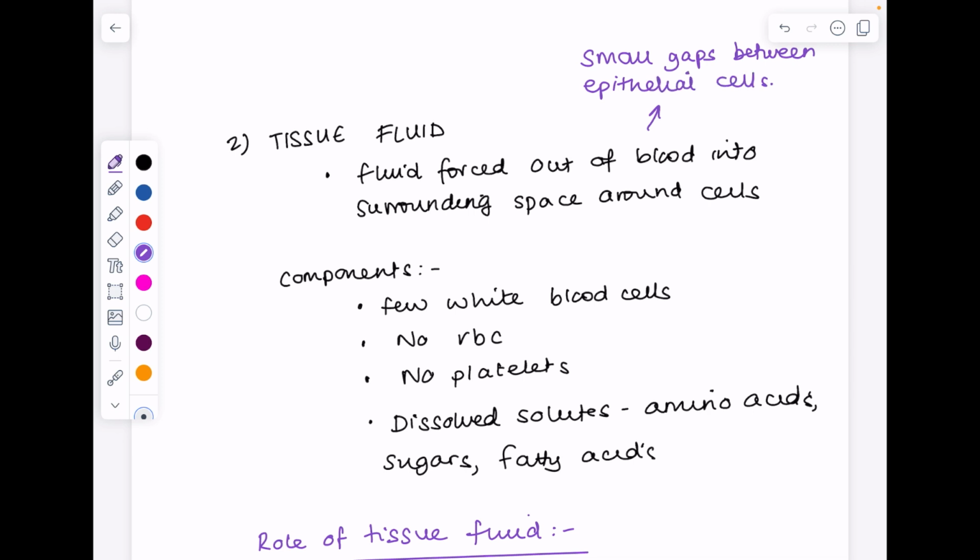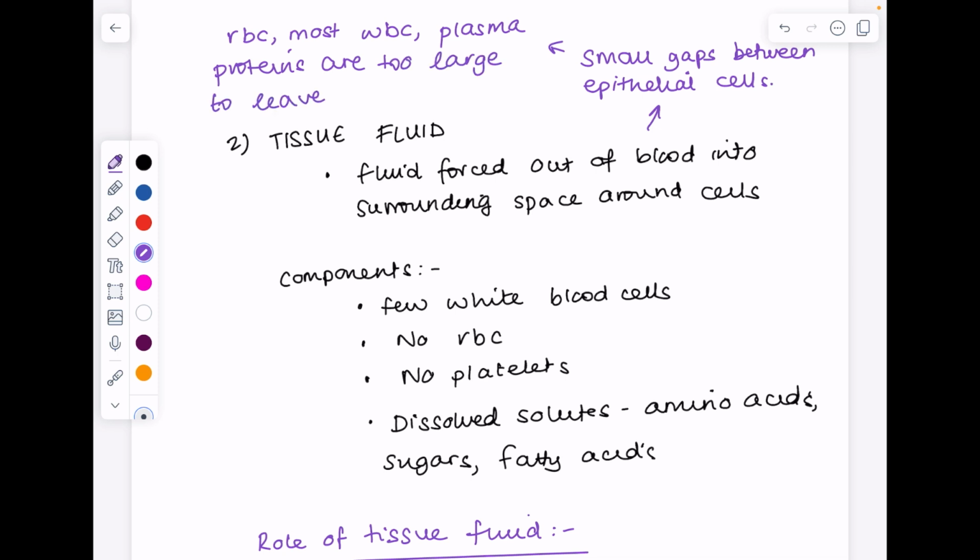And because those gaps are so small, it makes sense that larger molecules can't leave the capillaries, so that includes the red blood cells, most of the white blood cells, and plasma proteins. So that accounts for the fact that there are very few white blood cells, no red blood cells present in tissue fluid. So red blood cells and most white blood cells and plasma proteins are too large to leave the capillary because they can't squeeze through the gaps between those epithelial cells, and therefore they remain in the blood.